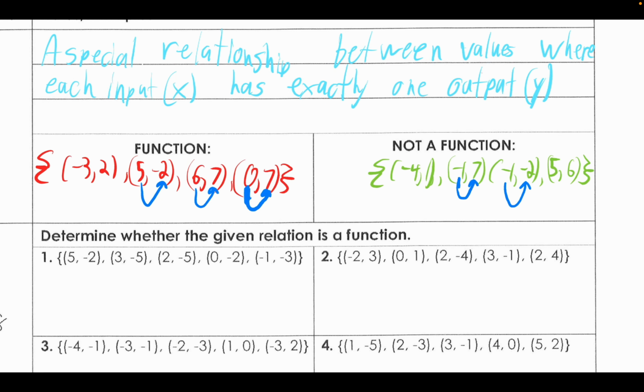Now it is important to note that a function is still a type of relation. It's just a more specific type of relation. Just like a freshman is still a high schooler, it's just more specific than just saying a high schooler.